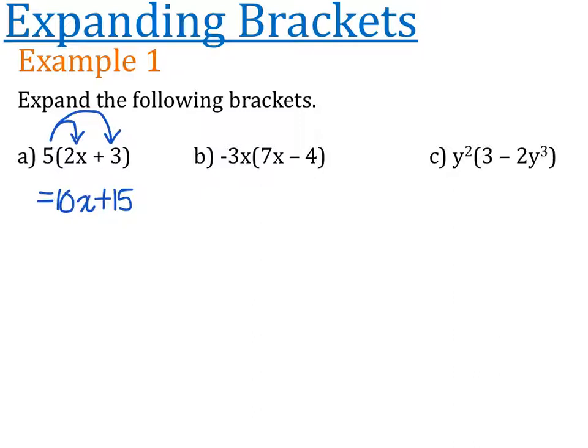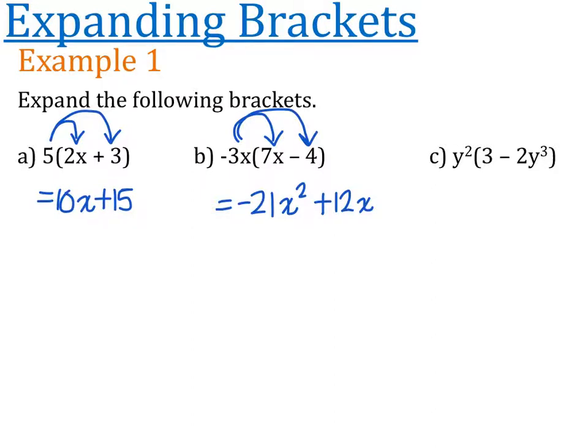We've got negative 3x bracket 7x minus 4. So the negative 3x is going to see the 7x, and it's also going to see the minus 4. Negative 3 times by 7 is minus 21, and x times x is x squared. And then negative 3x times by negative 4 is actually positive 12. So that is the most difficult part of this question, multiplying the two negatives together.